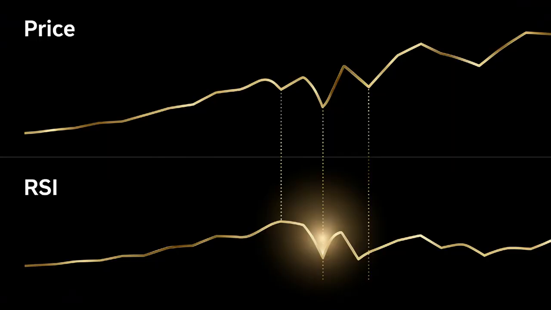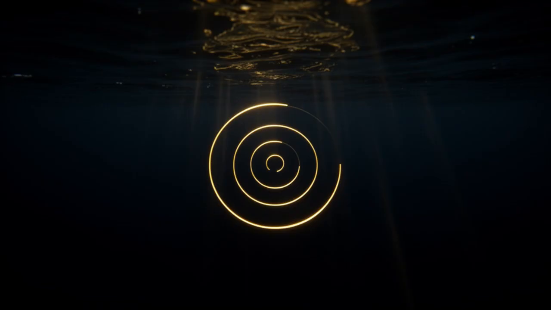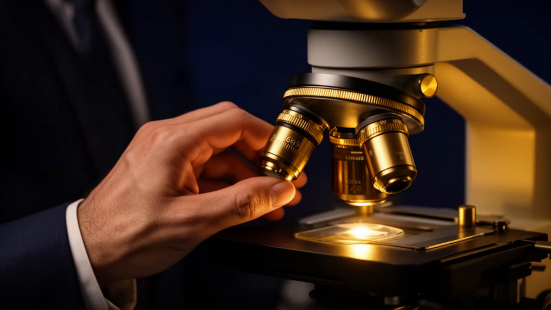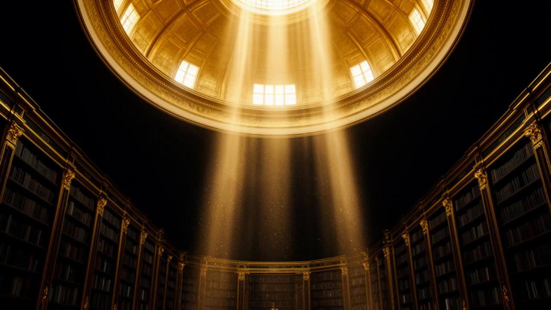The opposite can also happen. Price makes lower lows, but RSI makes higher lows. This may suggest selling pressure is weakening. Again, divergence is not magic, but it often alerts traders to potential changes beneath the surface. And professional traders pay close attention to changes in momentum.